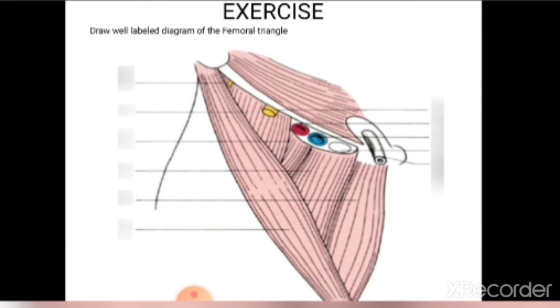Now this is the exercise for your file. You have to draw this diagram in your file and also label all these structures which are demarcated over here. So this is the exercise for your file, and this will complete your topic, the femoral triangle.